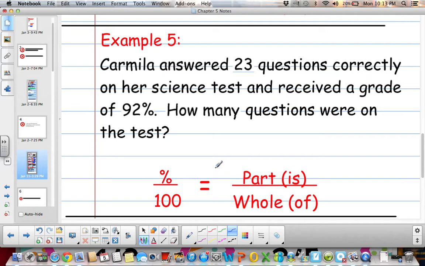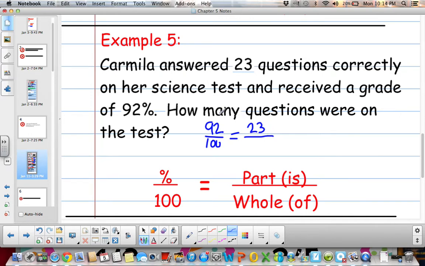Carmela answered 23 questions correctly on her science test and received a grade of 92%. How many questions were on the test? So I know that we have 92%, so we're going to do 92 over 100. And then she answered 23 questions correctly, so that is going to be our part, because she didn't answer them all correctly. If she answered them all correctly, she would have got 100%.